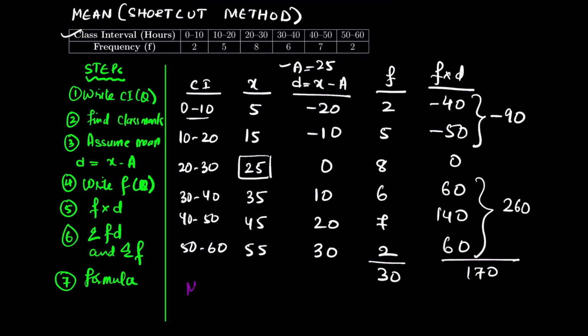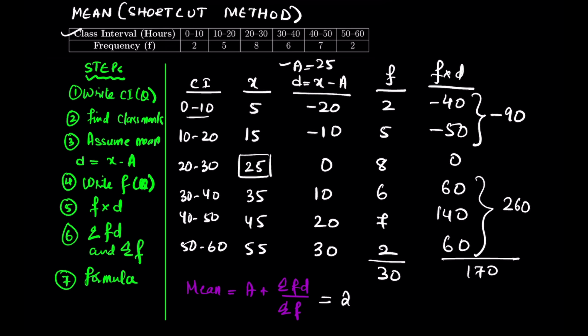So now we can use the formula to find the mean. The formula for shortcut is a plus summation of fd by summation of f, where a is 25 plus summation of fd is 170 divided by 30. So you'll get 25 plus 5.67. If you add both, you'll get 31.67. So the mean using the shortcut method is 31.67.